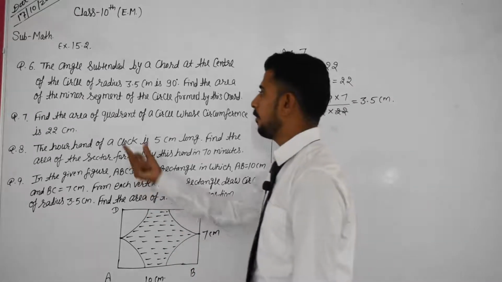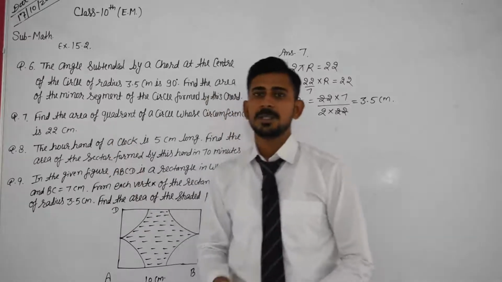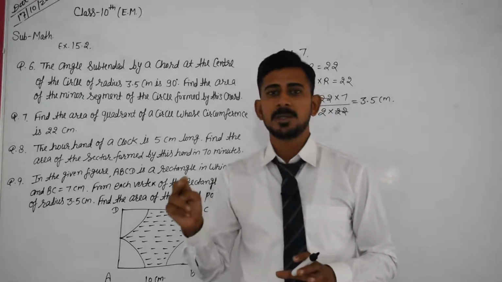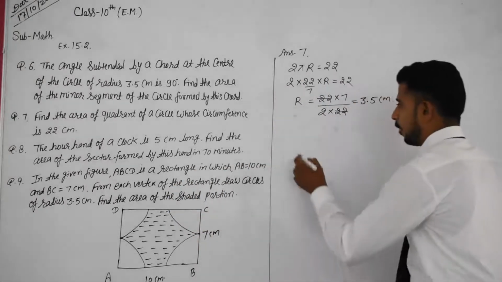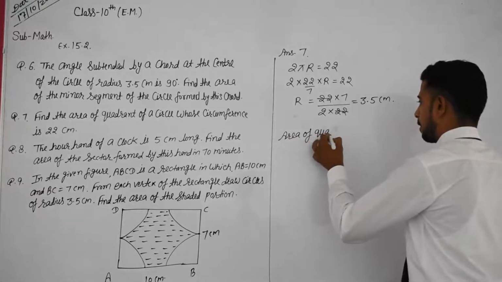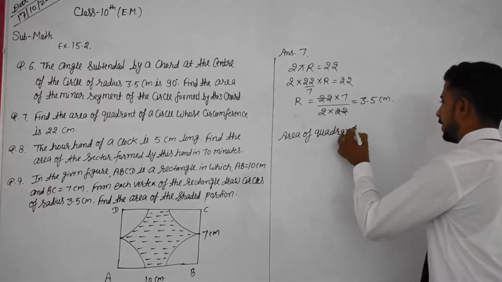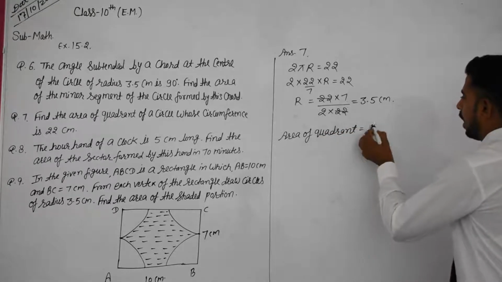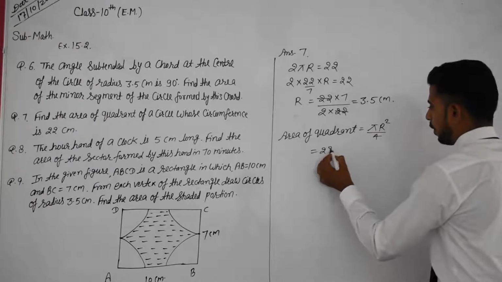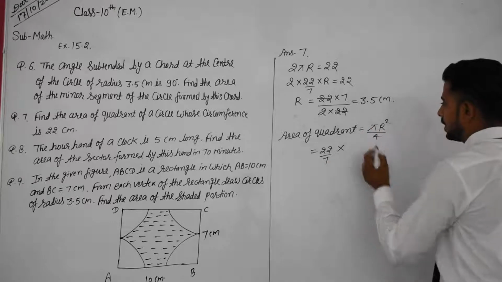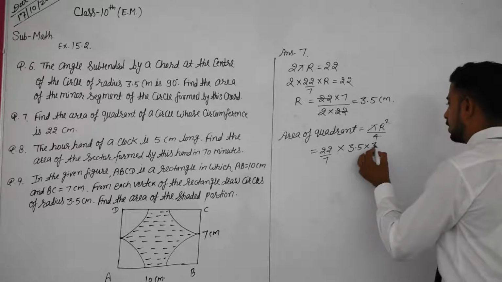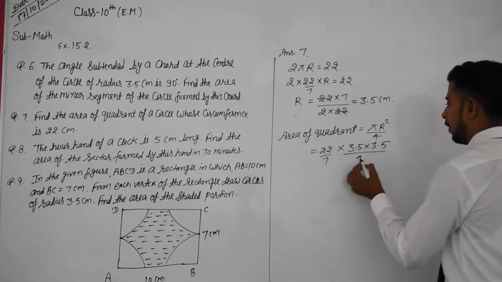We want the area of the quadrant. Area of quadrant means the fourth part of the circle. Then area of quadrant is pi r square upon 4. Area of quadrant is equal to pi r square upon 4. Pi means 22 upon 7. R means radius, and radius is 3.5 centimeter. Means 3.5 into 3.5 divided by 4.